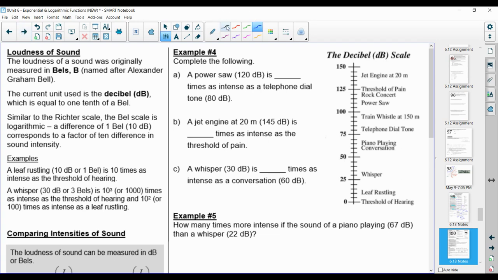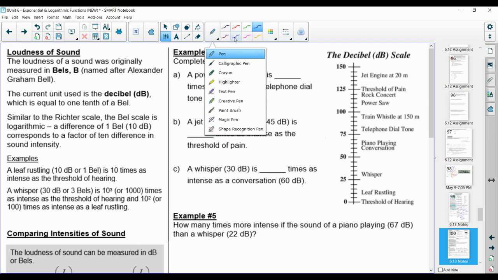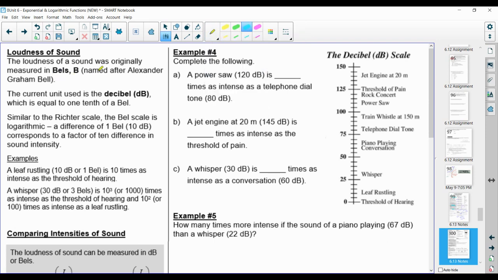So the loudness of sound was originally measured in bels, named after Alexander Graham Bell. The current unit that we use for sound is decibels, and a decibel is 1/10 of a bel. So if I want to convert from decibels to bels, I have to divide by 10. Similar to the Richter scale, the bel scale is logarithmic, and a difference of 1 bel or 10 decibels corresponds to a factor of 10 difference in sound intensity.